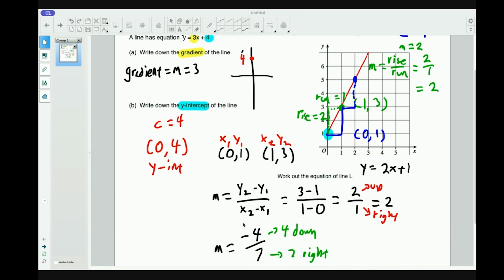So let's take a quick look at something that might be slightly more difficult. Okay, so something a little bit more abstract here, where you're just given some sort of equation and you have to be able to find both the gradient and where it crosses the y-axis, but you're not given this equation in its general form.